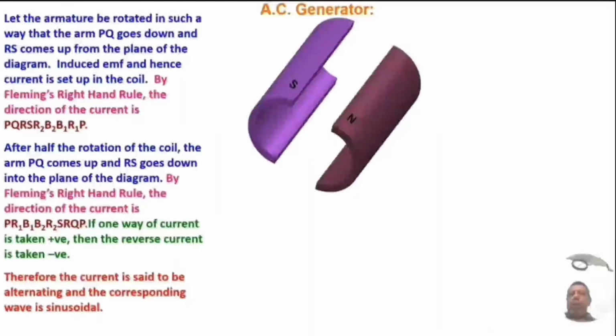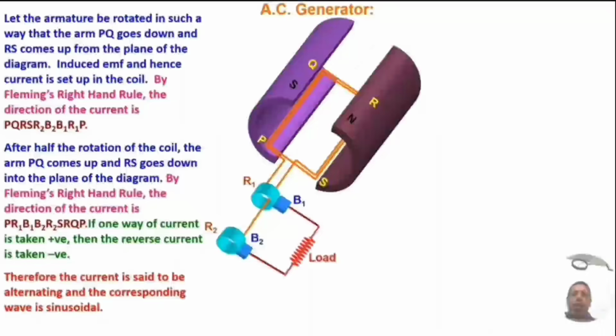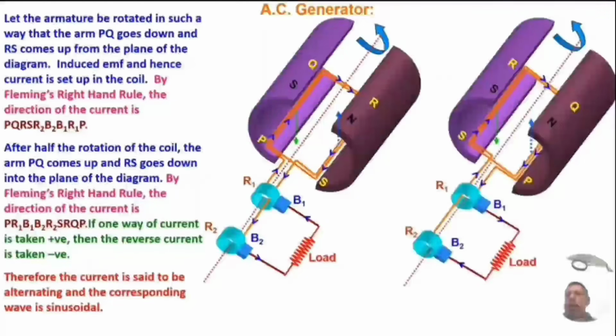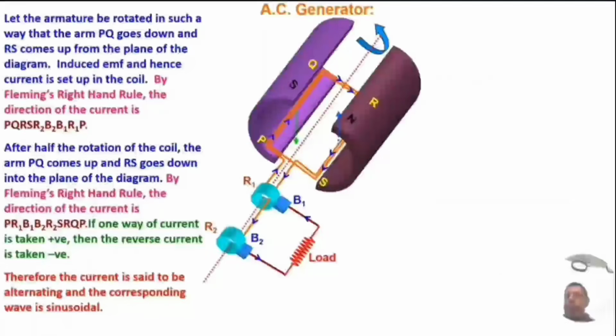Now, see with the help of an example. First of all, let me complete the diagram of the AC generator. Then let the armature be rotated in such a way that PQ goes down and RS comes up from the plane of the diagram. Induced EMF, hence the current, is set up by Fleming's right-hand rule. The direction of the current is P, Q, R, S, R2, B2, B1, R1, P.